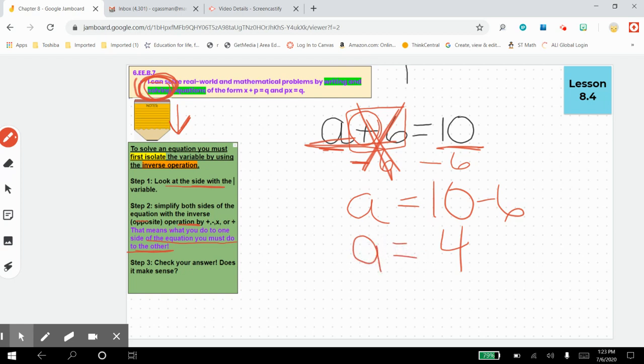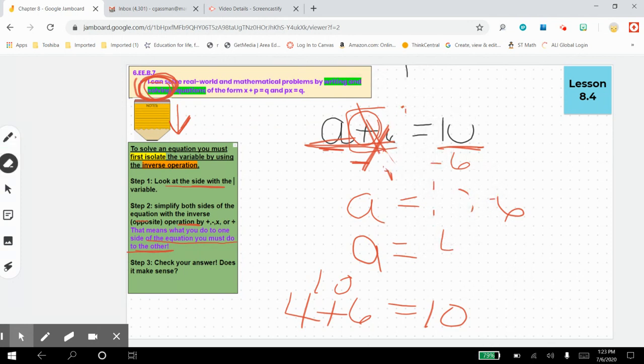If I check that, 4 plus 6 is 10. Is that true? 10 is equal to 10. Therefore, I have a true equation. Are you following me so far? Awesome. If I've got time, let's do a subtract problem real quick.